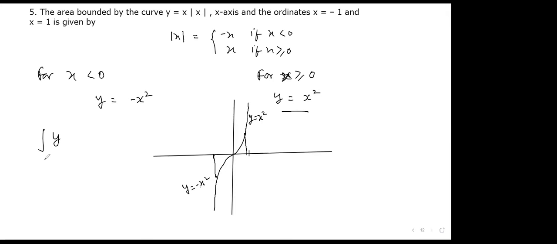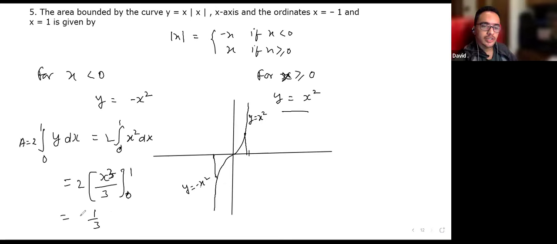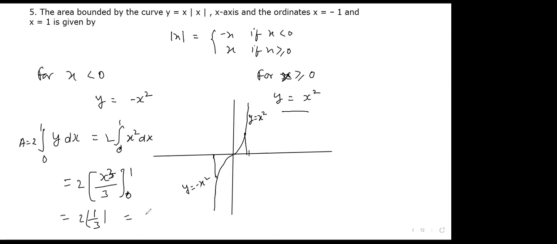So integral from 0 to 1 of y dx equals integral from 0 to 1 of x square dx. That becomes x cube over 3, from 0 to 1. So this will be 1 over 3 square units. Now the area will be 2 times this, so 2 over 3 square units.